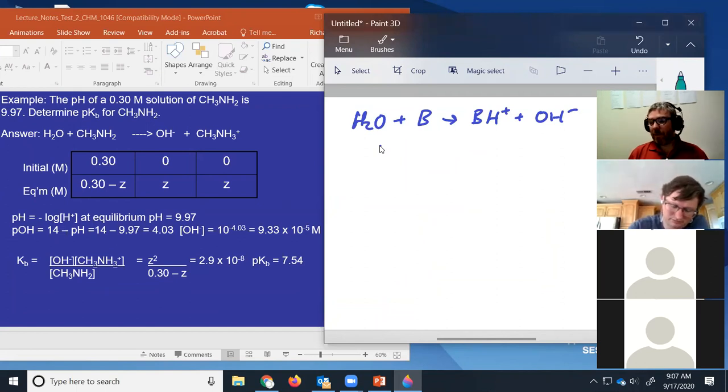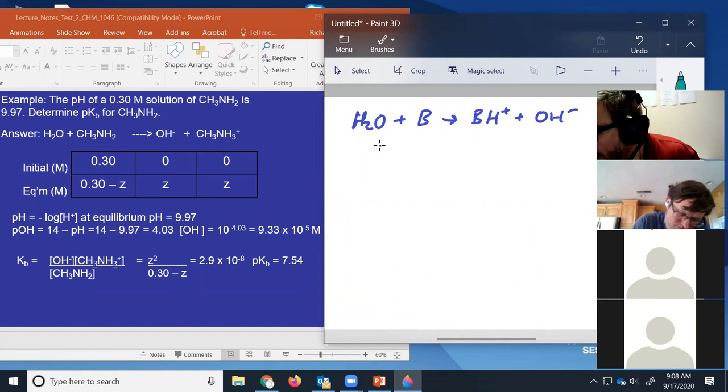And if you remember what we were talking about previously, about the base, if we want to get the conjugate acid, we would add H+ to it. And if we want to get the conjugate base, we take H+ away. Effectively, we're adding H+ to the B, and we're taking H+ away from the water. And that's what we're getting here. So water is effectively the acid here, and B is the base. This is going to be the conjugate acid, BH+, and the OH- is going to be the conjugate base.